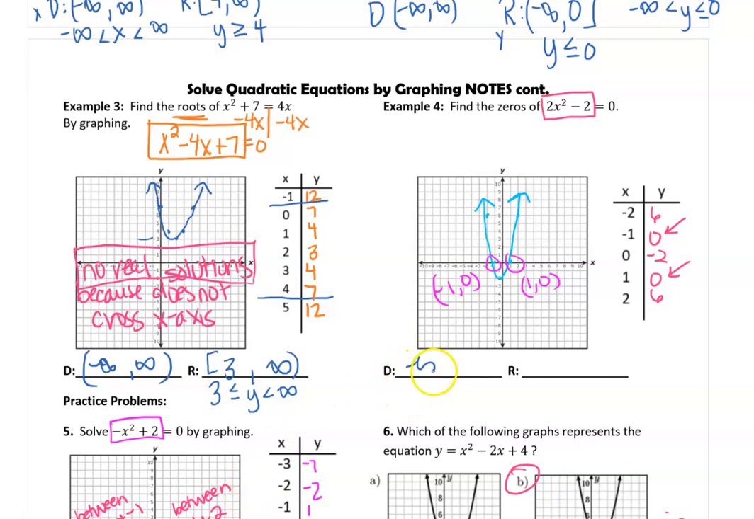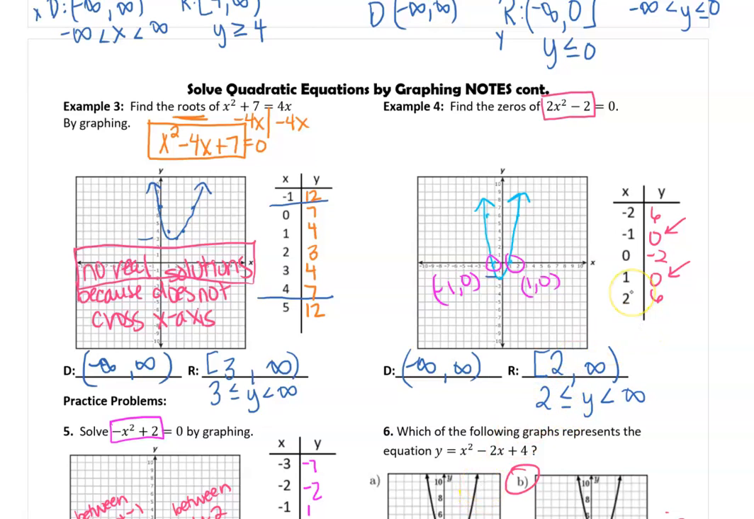Domain, negative infinity to positive infinity. Range is going to be, a lowest point is 2. Okay, the lowest point is 2. So what I'm going to do for range is I'm going to go, it goes to positive infinity. So my lowest point is 2 to infinity. You can't include infinity, so it's a bracket only on the 2. So 2 to infinity, your y value, less than, and that's going to be less than or equal to.